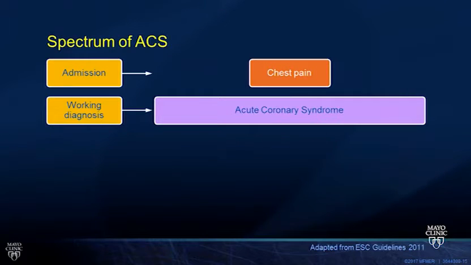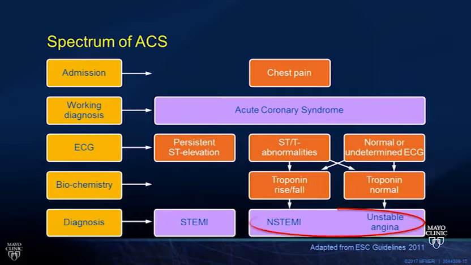So again, adapted from the ESC guidelines, the construct here, these patients are coming in with chest pain. The working diagnosis is an acute coronary syndrome, and we're going to focus on the right-hand side of this algorithm. So we're looking at our EKG, and then we're really using the troponin as the tiebreaker here to determine whether we're going to label these patients as a non-ST elevation acute coronary myocardial infarct or simply unstable angina. So if we see a typical rise and or fall of troponin, those patients will be labeled as a non-STEMI.